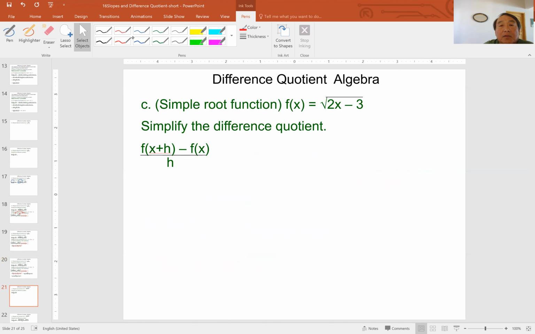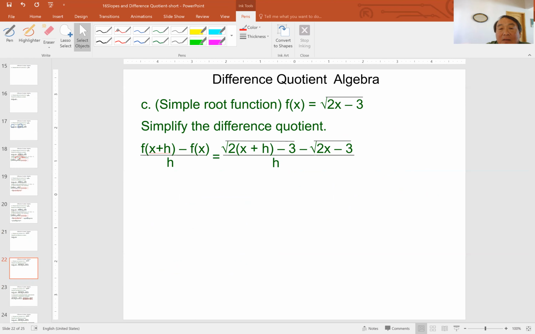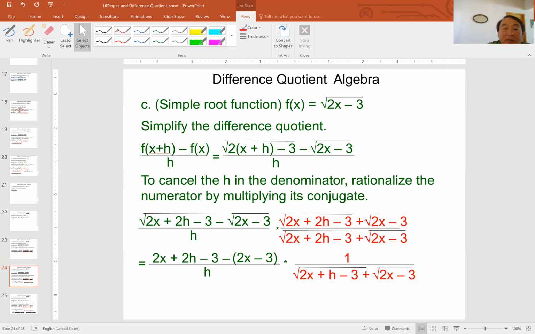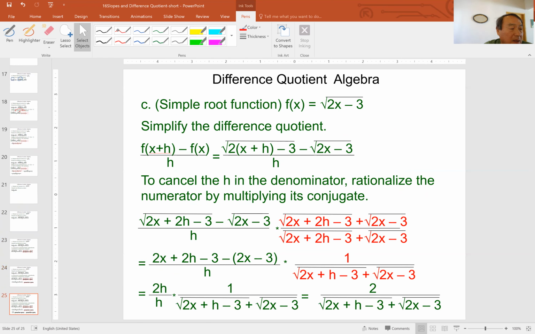The third type of algebra is the square root one, and this we get with the square root of x plus h. This is a difference quotient. We use the conjugate multiplication, and the conjugate on top squares out. And when that happens, the h again cancels.